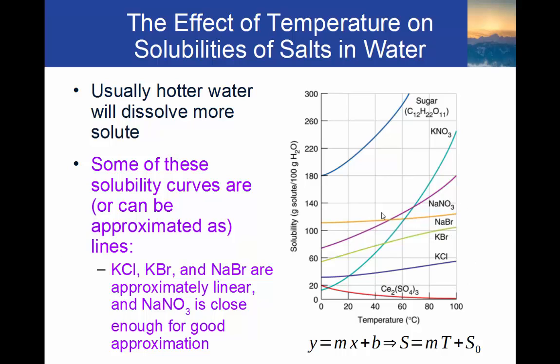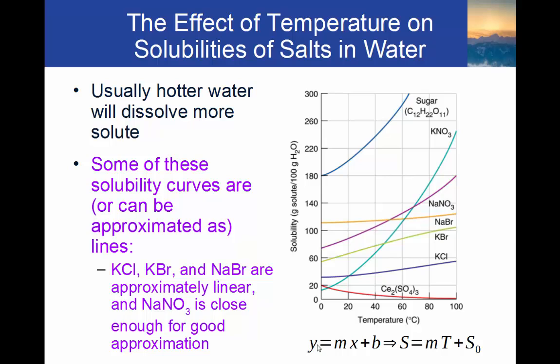Some of these are actually relatively linear or very nearly linear, or might be approximated as straight lines over some temperature range. Others maybe are more obviously curved for the entire time. In any case, potassium bromide is this green thing, which more or less looks like a line in this figure. And since it is a line, we can write for it that y equals mx plus b.